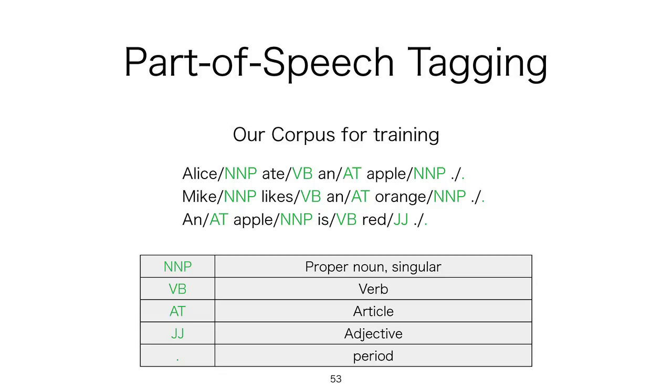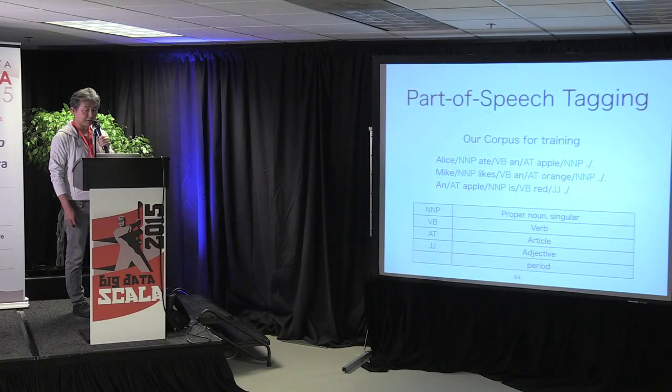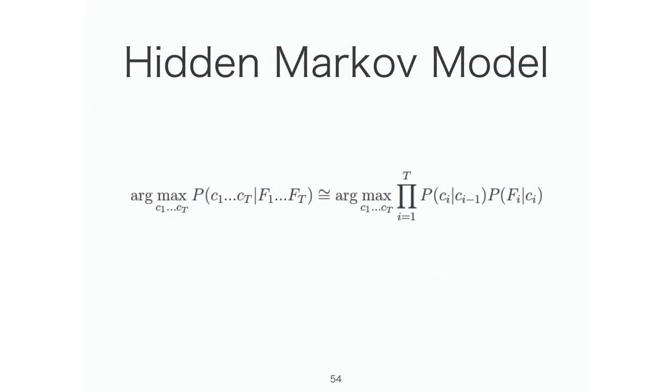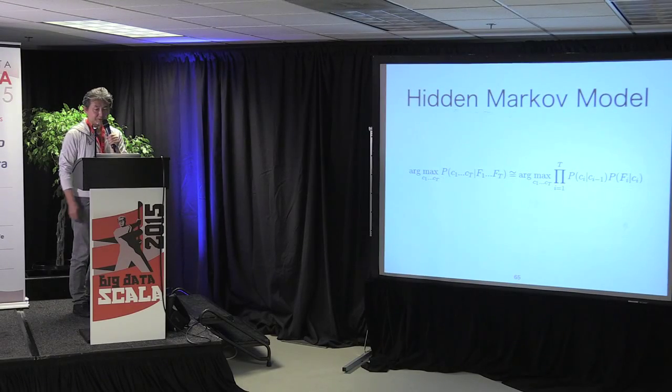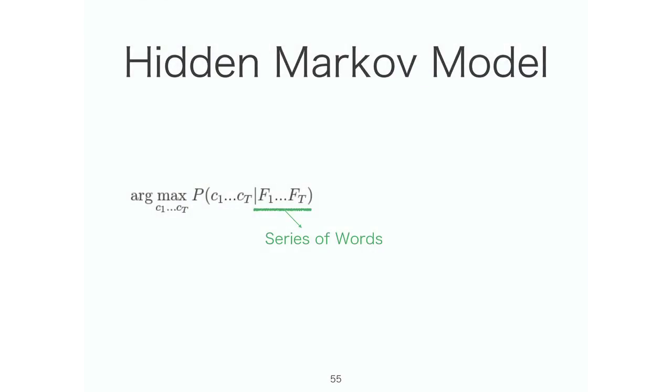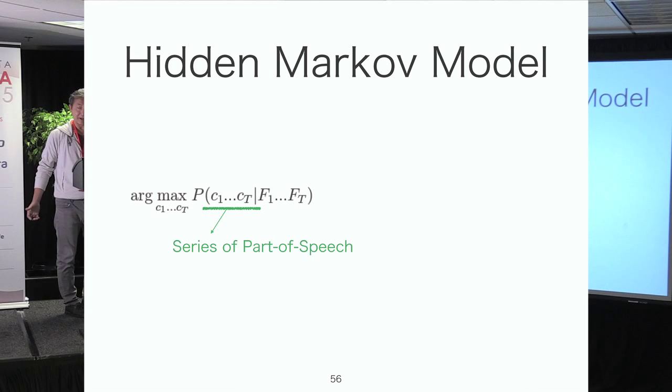Then the same pattern can be used for part-of-speech tagging. We will use the same corpus again, but it has part-of-speech tags. And here, the table is a description. I'd like to use the Hidden Markov Model to solve the part-of-speech tagging task. This is the formula for HMM. What we want to do is on the left side. We have a series of words here. These are given. Then we want to know the most likely series of part-of-speech tags.